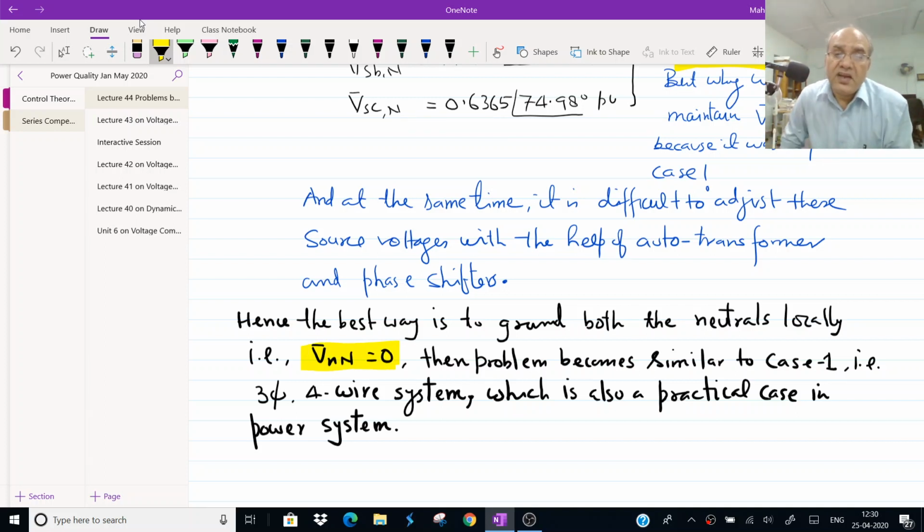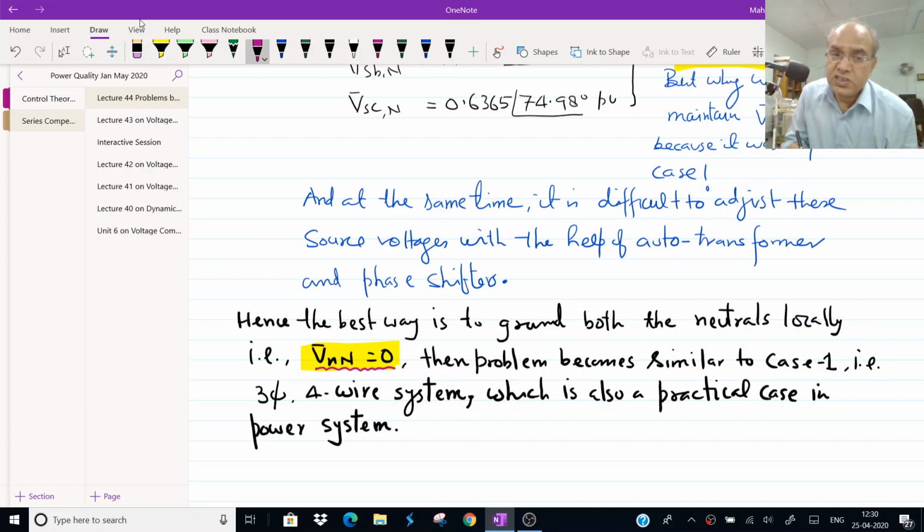What does it mean? It means that the two neutrals are connected together, or you can also say the two neutrals are grounded locally. So we have individual grounding for both the neutrals, and they are having 0 voltage, which basically means that BNN is equal to 0. Okay, and that solves the problem. This makes the case similar to a 3-phase 4-wire system. So essentially, the second problem reduces to the first problem. Case 2 reduces to case 1.